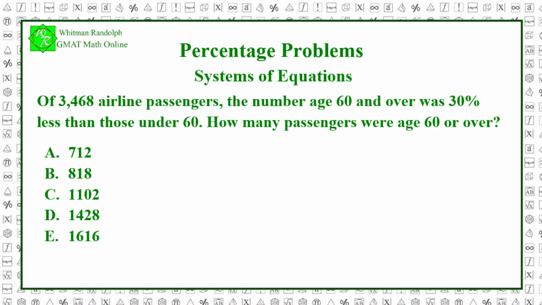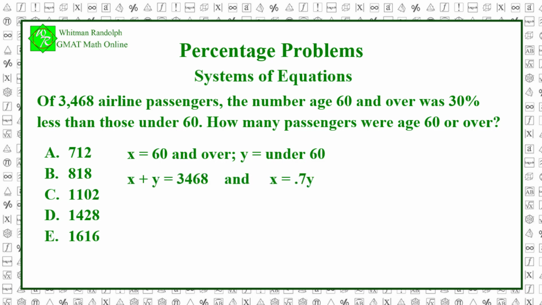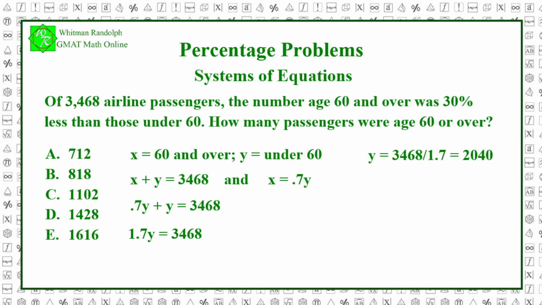Let's find the solution. We add the number of those 60 and over to the number under 60. Let X equal the number 60 and over, and Y the number under 60. Then X plus Y equals 3468, and X equals 0.7Y. So 0.7Y plus Y equals 3468, and 1.7Y equals 3468. Thus, Y equals 3468 divided by 1.7, and Y equals 2040.